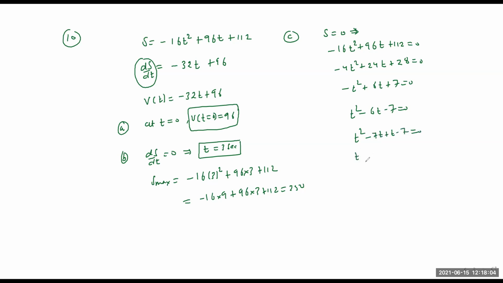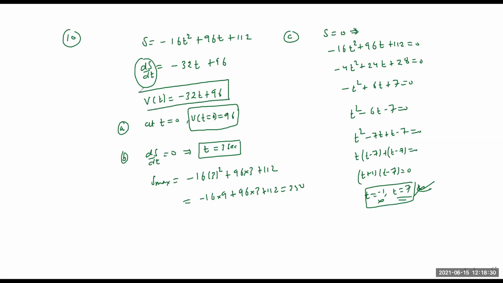So I think it's easy. If I take t common, I'm getting t plus 1 into t minus 7. So t is minus 1, which is not possible, and t is 7. So we got the time. So at 7 seconds, what is the velocity? We have the formula for velocity here. You have to substitute t equals to 7 to get the answer. So when you substitute t equals to 7, what will you get from here?